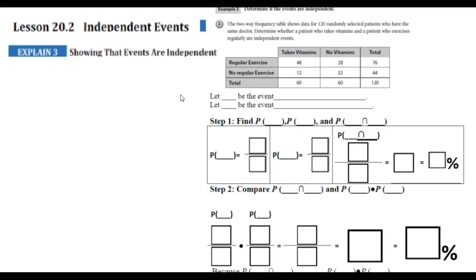Alright, welcome back to Explain 3. It's the last part of 20.2, which is independent events. So here we're going to be showing that events are independent, again using our two-way table.